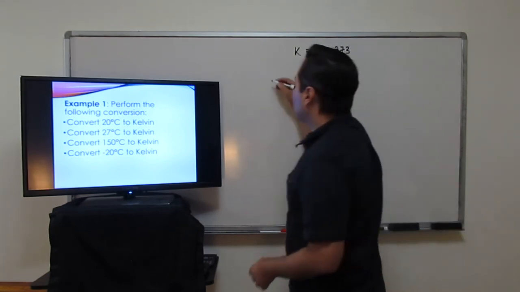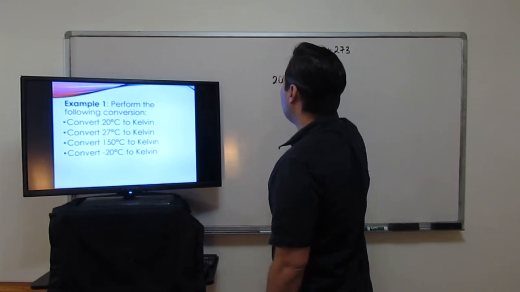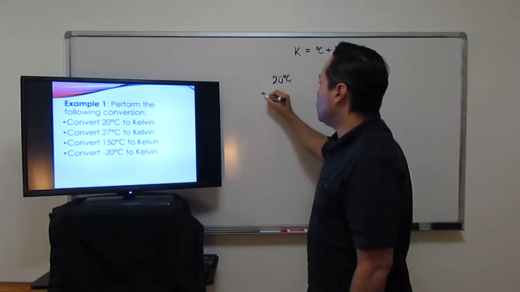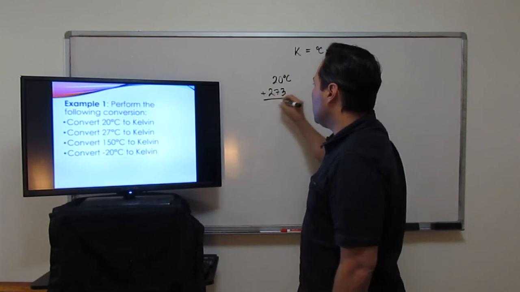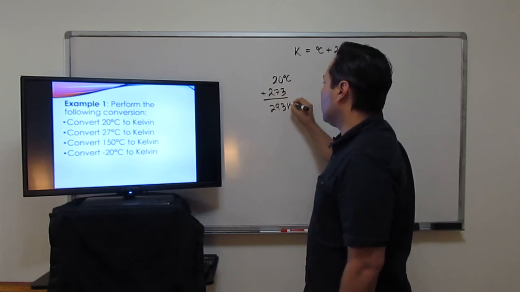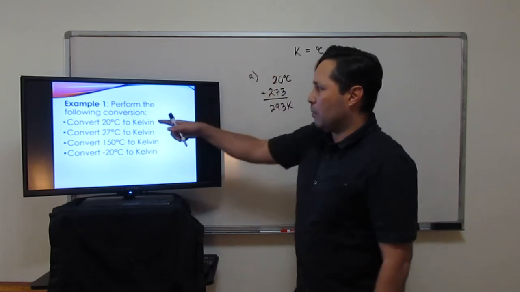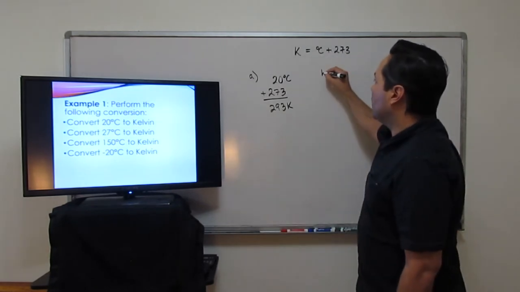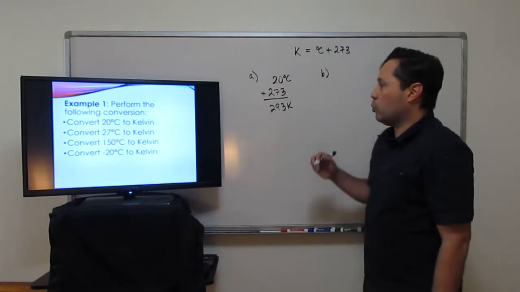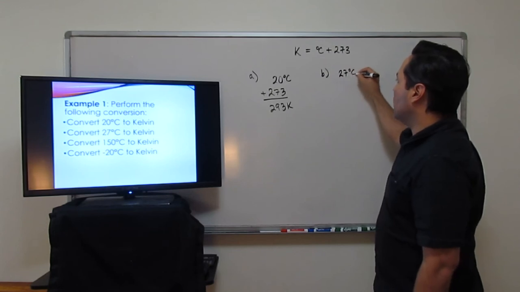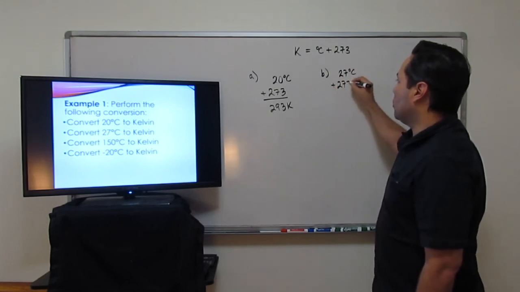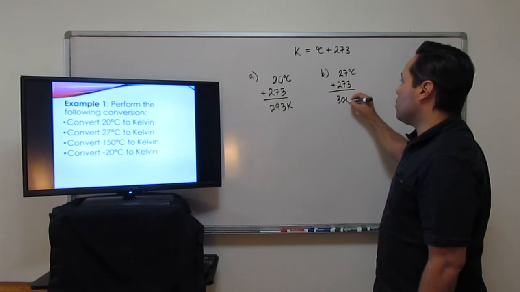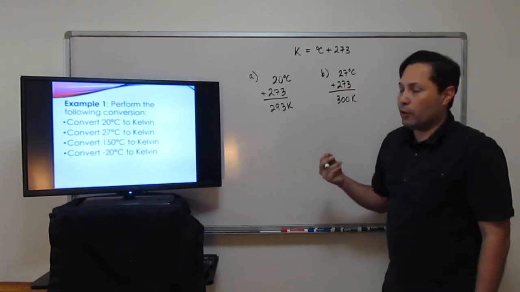The first one, they give us 20 degrees Celsius, change it to Kelvin. All I have to do is add 273, so that'll give me 293 Kelvin. Let's call that one A. For letter B, they give us 27 degrees Celsius. We're going to add 273 to it, so that gives us 300 Kelvin. That'll be the answer for letter B.